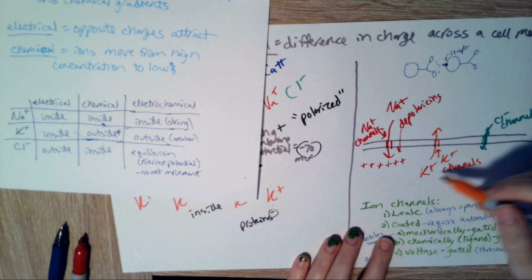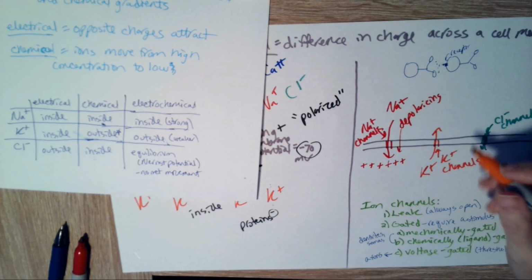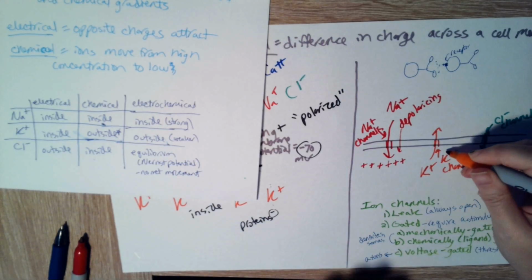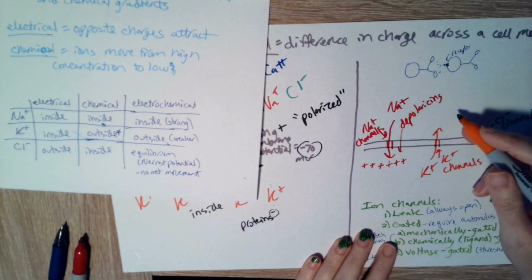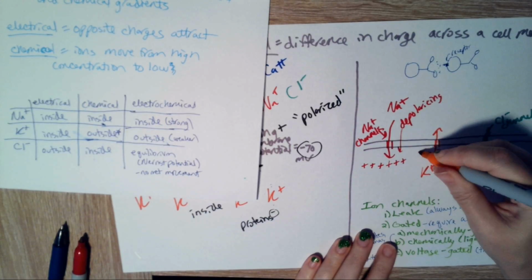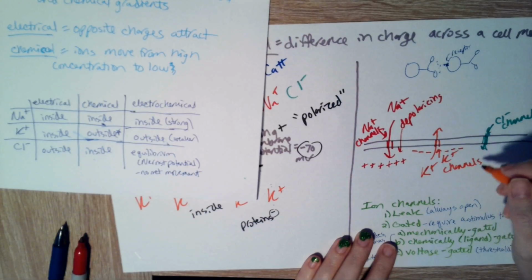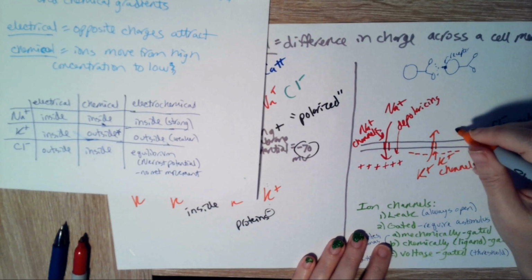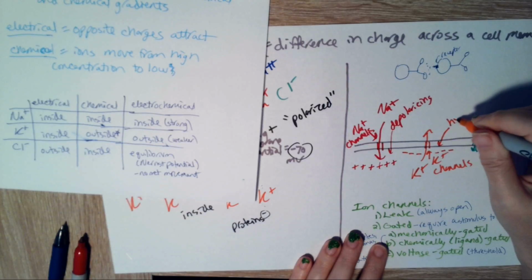Now in this case with potassium, when potassium is moving out, it's taking a positive charge out of the cell. That leaves a negative charge in its wake, and that negative charge will diffuse likewise across the cell membrane, and that is called hyperpolarizing.